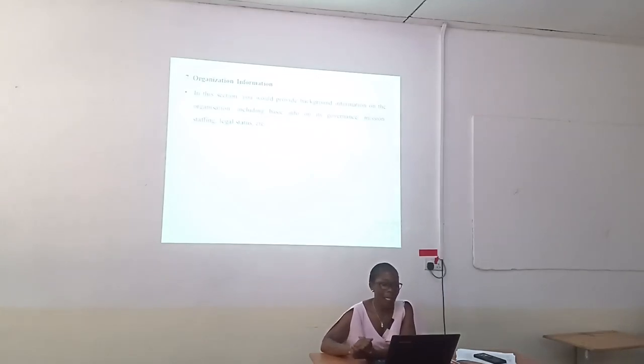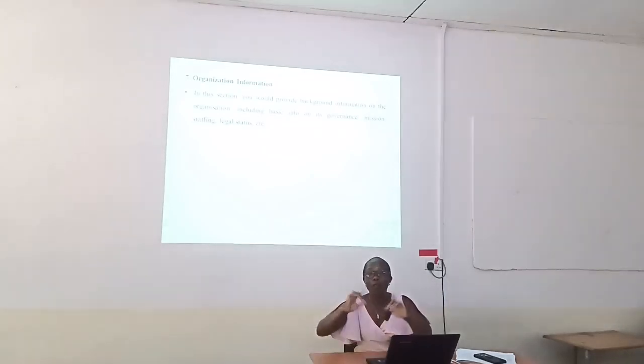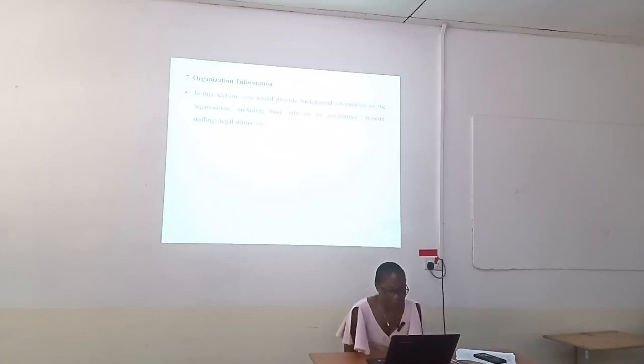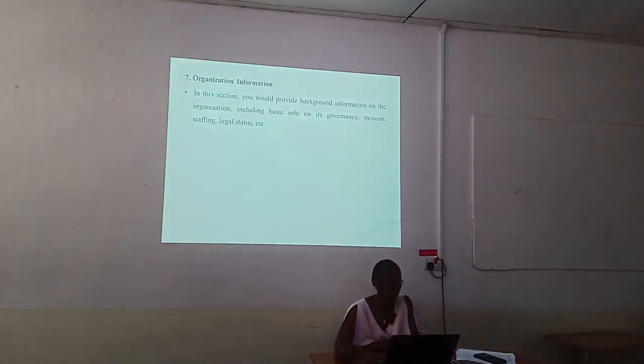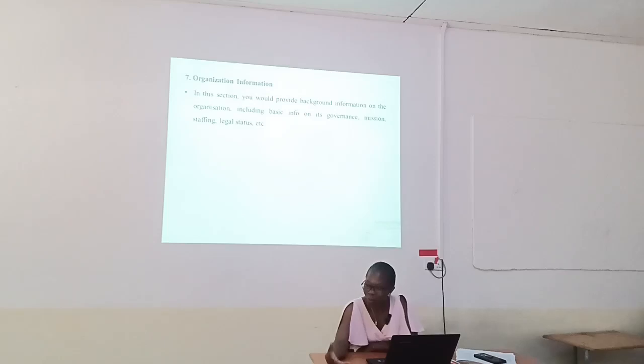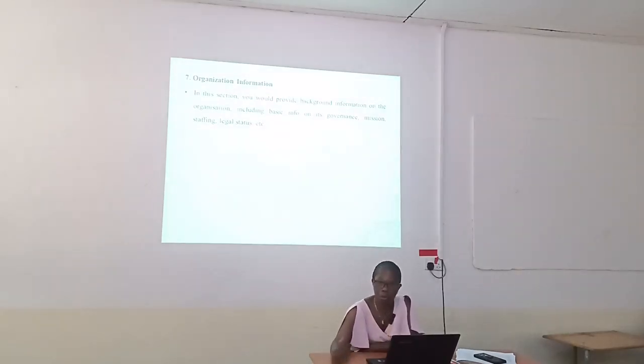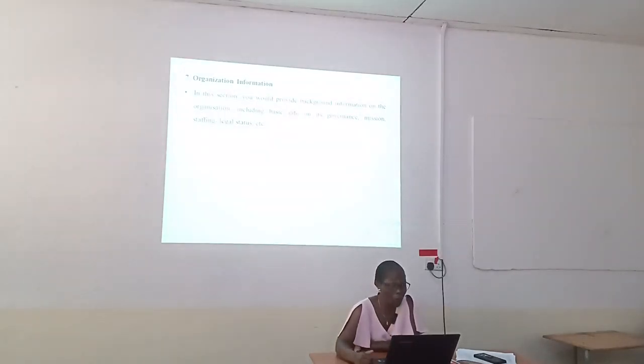The other one is the organization information. Information about your organization. You need to provide information about the organization. Those are the partner organizations or the donor organizations. They know who you are as an organization. What is it that you do? Your mission. If you have a vision, what is your main goal? What are your values as an organization? So you need to provide such kind of information to convince the donors.